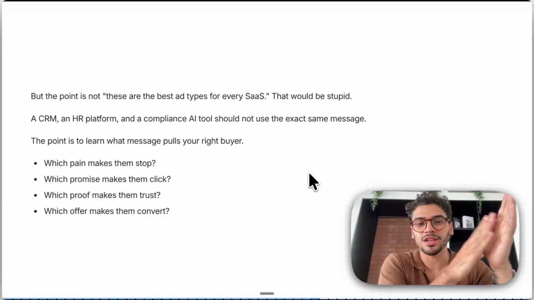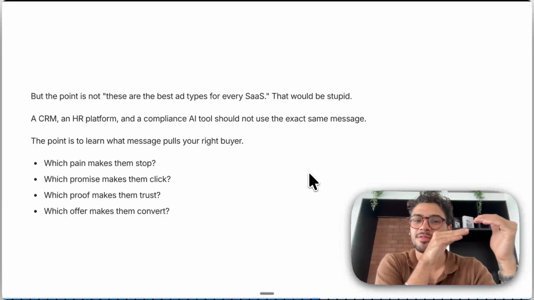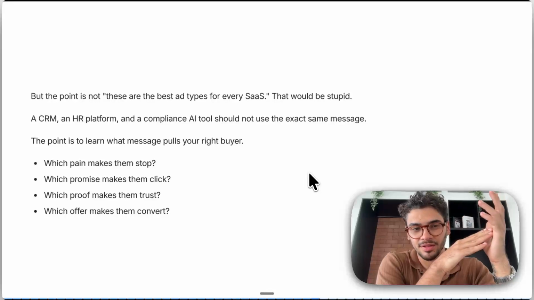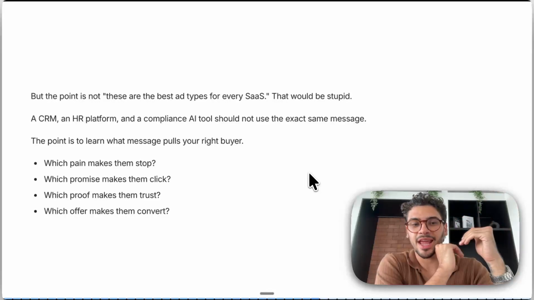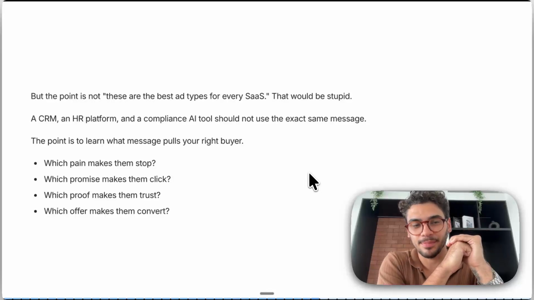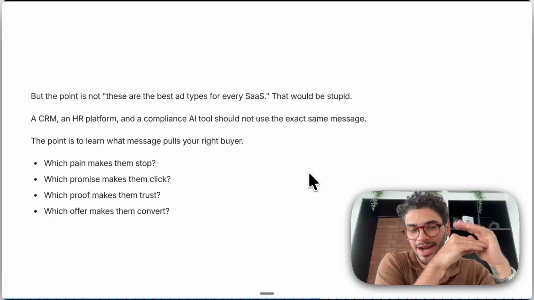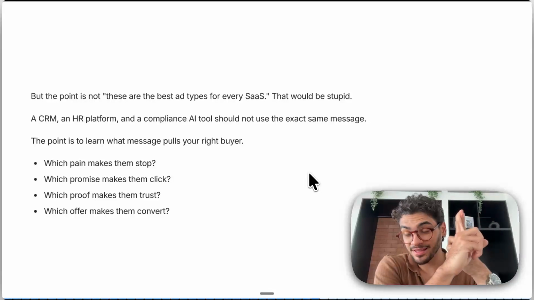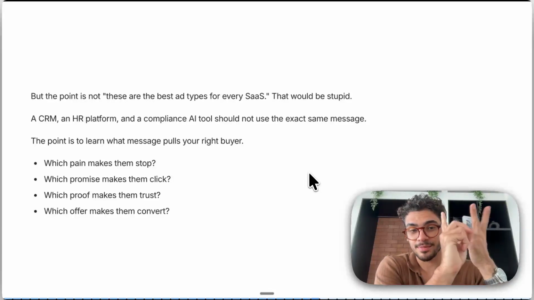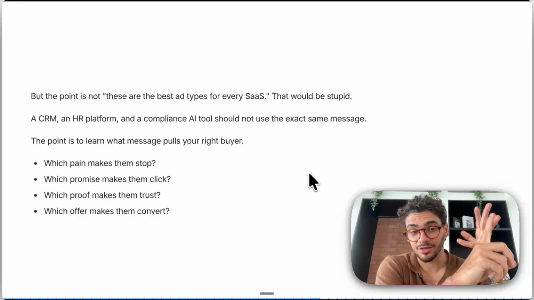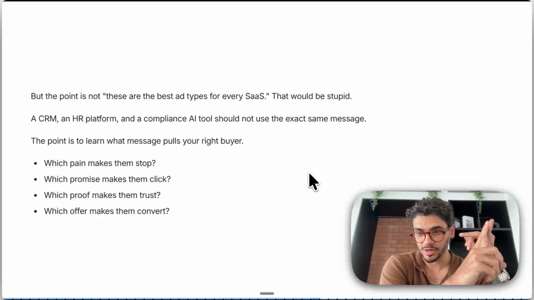But the point is not that these are the best ad types for every SaaS. That would be stupid, right? A CRM and HR platform and a compliance AI tool should not use the exact same message. The point is to learn what message pulls your right buyer. Which pain makes them stop? Which promise makes them click? Which proof makes them trust? And which offer makes them convert, okay?